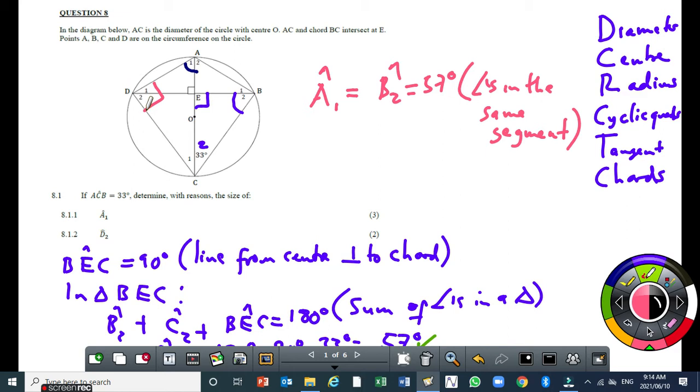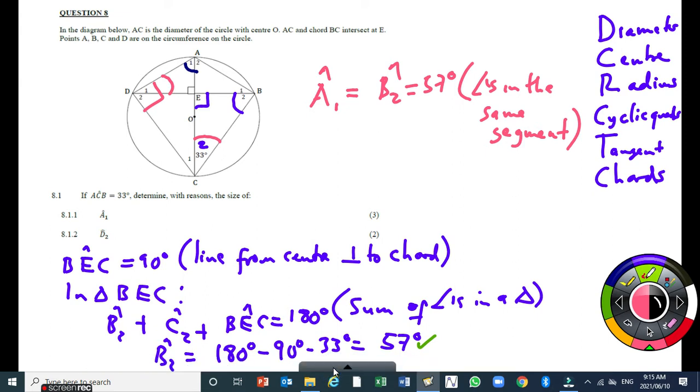No. This angle here, my C2, is equivalent to D1. They are angles in the same segment. Alright? So let me carry on. I hope you are following. And so that's not the only way. Okay? That's not the only way.